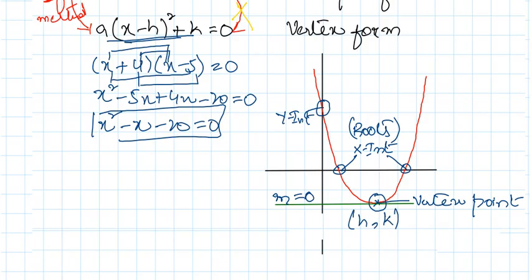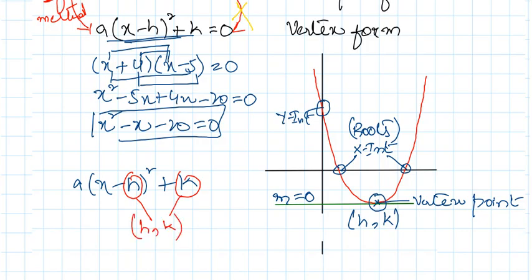The coordinates of the vertex points are h and k. So we cannot find the coordinates of the vertex point directly from the standard form. We have to convert that standard form into the vertex form, a(x minus h) whole square plus k. You can see that we can directly get the coordinates of h and k, which are the coordinates of the vertex point. This a will tell me whether the graph is a smiley face.